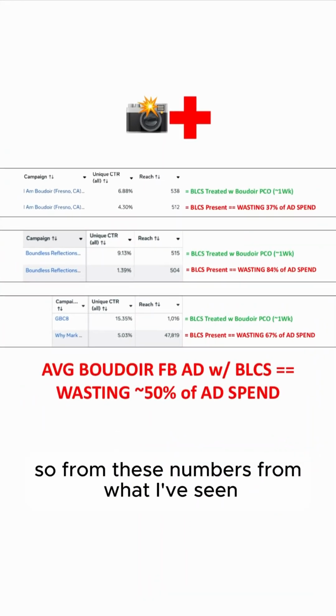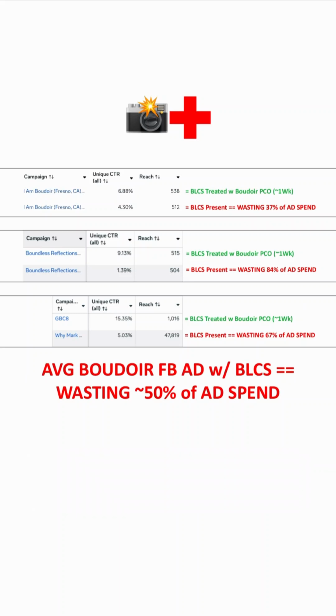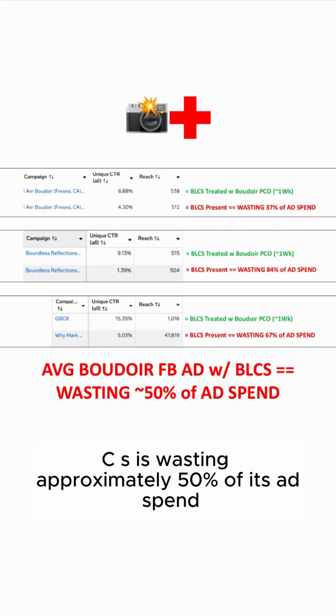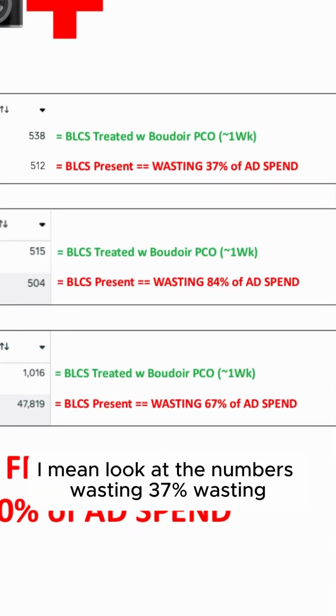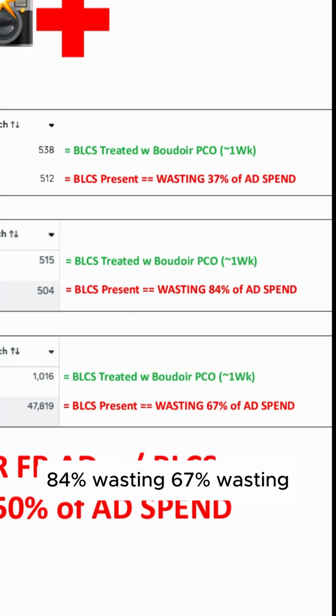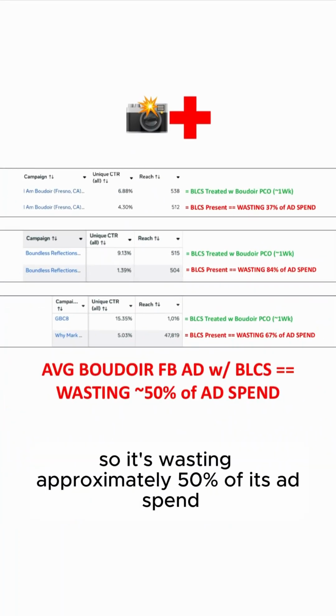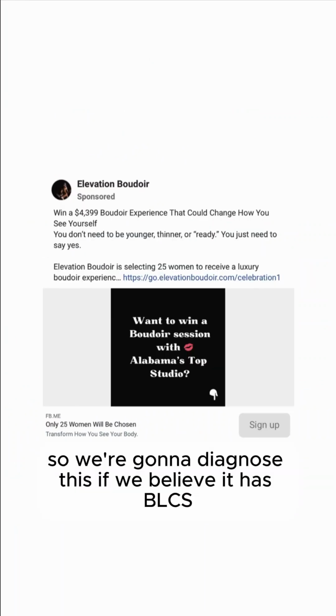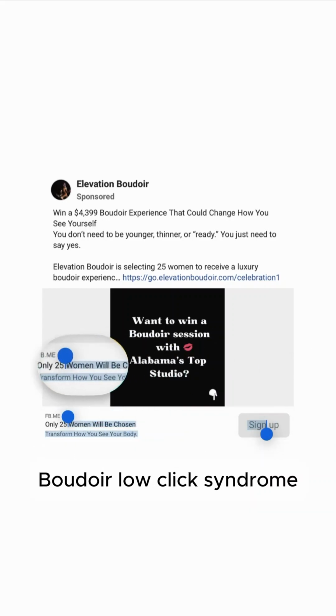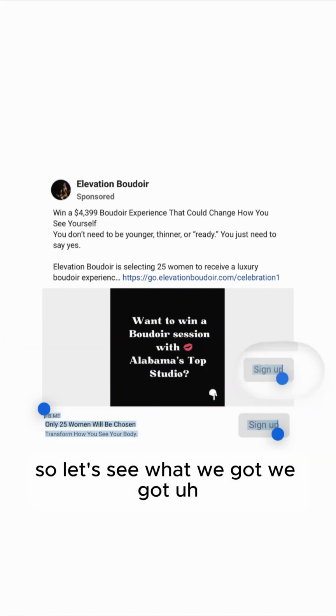So from these numbers, from what I've seen, the average boudoir Facebook ad with BLCS is wasting approximately 50% of its ad spend. I mean, look at the numbers, wasting 37%, wasting 84%, wasting 67%, so it's wasting approximately 50% of its ad spend. So we're gonna diagnose this, see if we believe it has BLCS, boudoir low click syndrome. So let's see what we got.